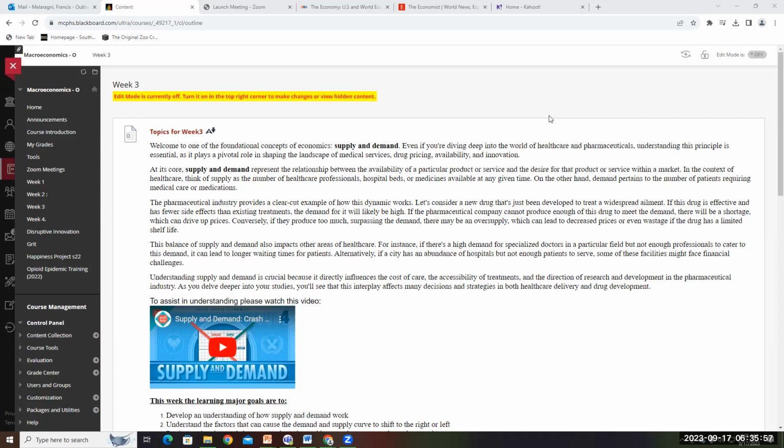So we started in week 1 and 2 talking about the principles underlying economics. Week 2, we talked about some basic models of the production possibility curve and the circular flow model. This week, we're going to talk about another basic model called supply and demand.